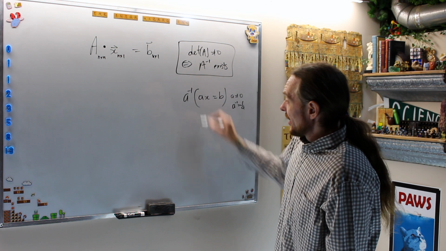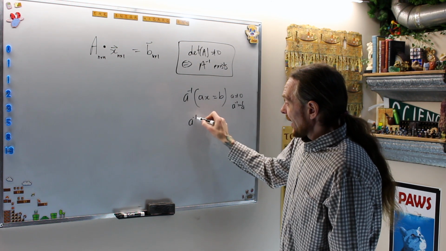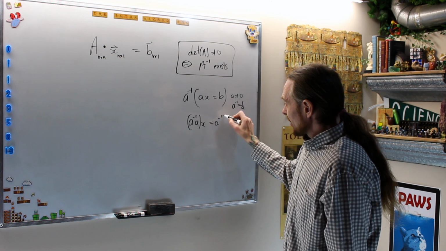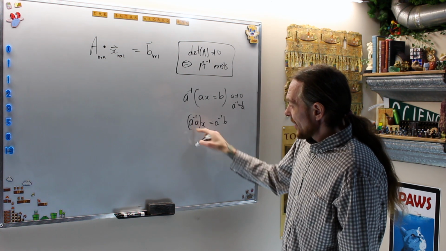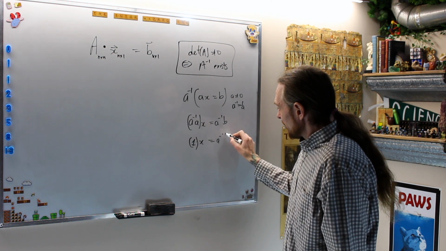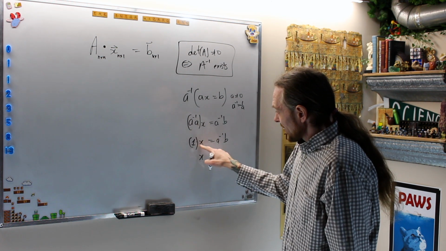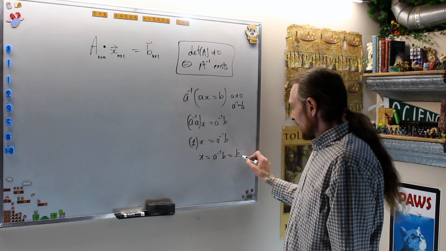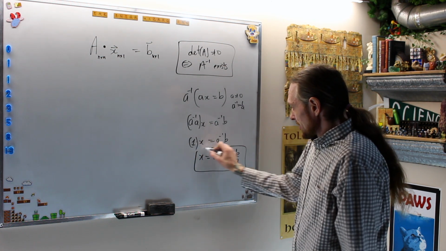We multiply on both sides by A inverse. I get A inverse times A, I associate, equals A inverse B. A inverse times A is 1 times X, which is A inverse B. And then 1 times X doesn't do anything, and I get X is A inverse B, which we normally write as B over A.